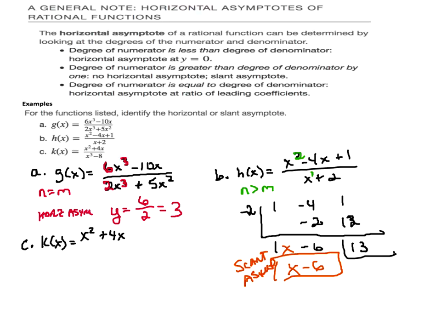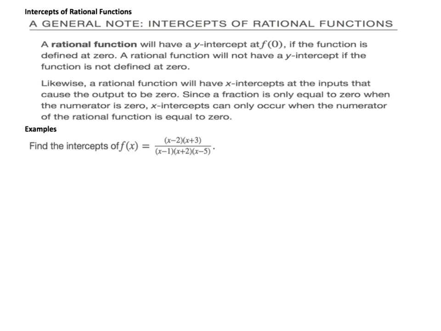Okay, and case C, k of x equals x squared plus 4x over x cubed minus 8. The degree of my numerator is less than the degree of my denominator. That means I have a horizontal asymptote at the x-axis, which is y equals 0.